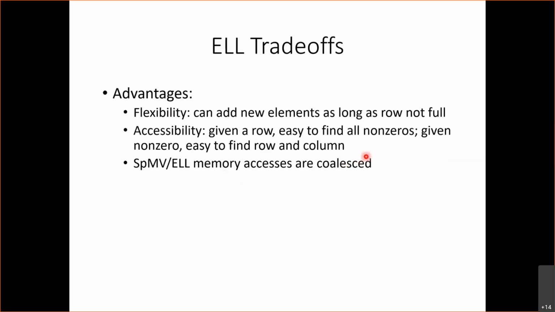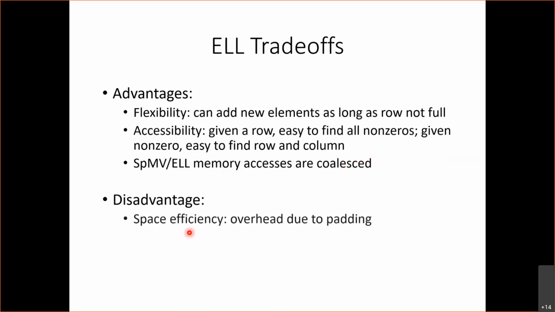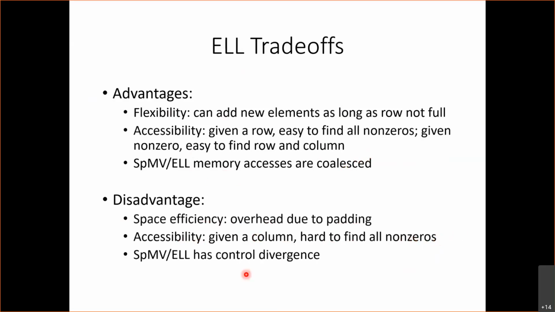On the other hand, the disadvantages are space efficiency. We have a lot of overhead due to the padding, and we saw how much the copy time took compared to the others. Also, accessibility: given a column, we cannot find all the non-zeros, but COO and ELL also did not allow me to do this. Only CSC allowed me to do this. And then finally, control divergence. SPMV ELL has control divergence.